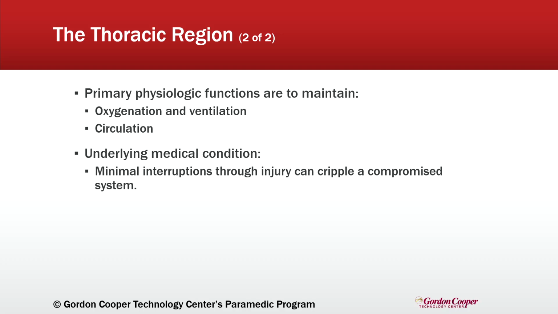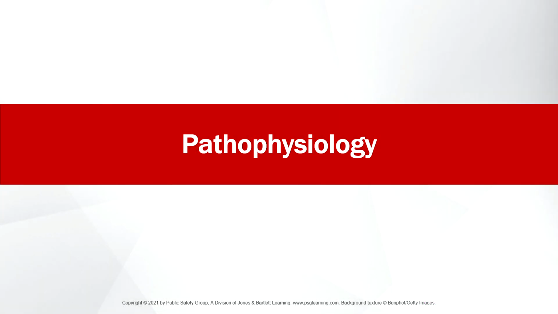And then there's the impact of underlying medical conditions. If a patient has underlying medical conditions, even minor interruptions in normal body processes due to injury can severely impact an already compromised system. If they already have respiratory issues, for example, that can really exacerbate these problems. That means we need more careful monitoring and management to prevent exacerbating these existing health issues from this thoracic trauma.